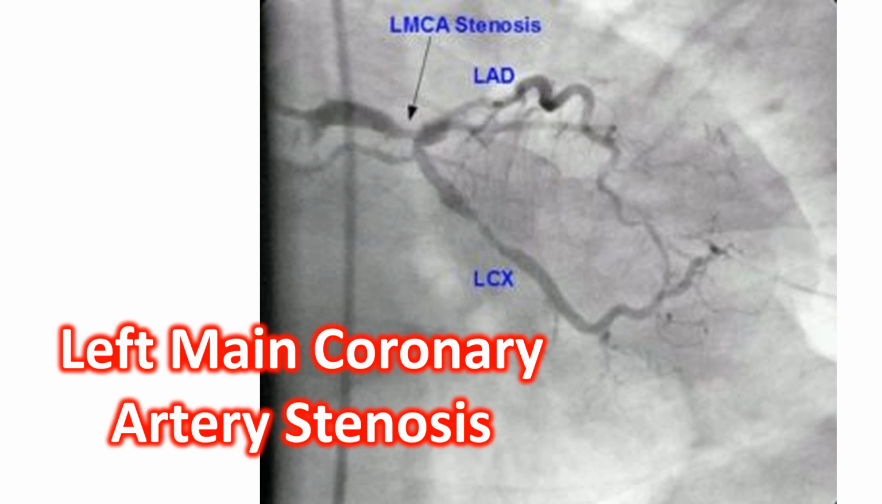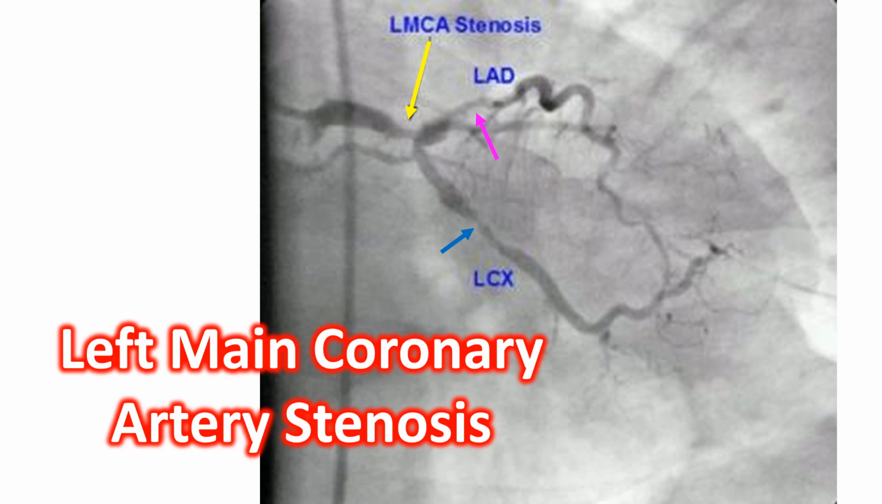Significant left main coronary artery stenosis was conventionally an indication for coronary artery bypass grafting. Here, the left main coronary artery stenosis is evident just proximal to the bifurcation. Significant stenosis is seen in the left anterior descending and left circumflex coronary arteries. Coronary bypass grafts to both these vessels are required.